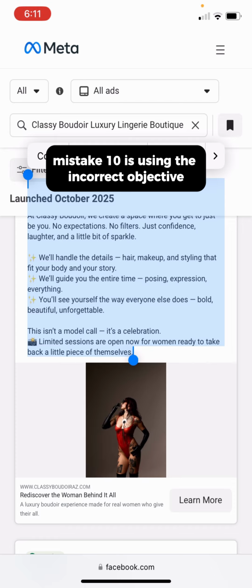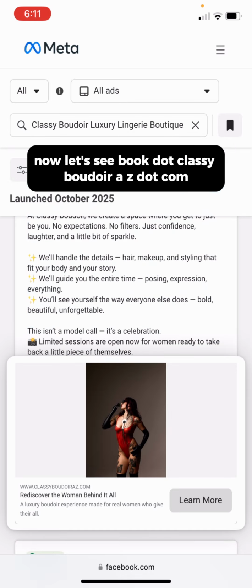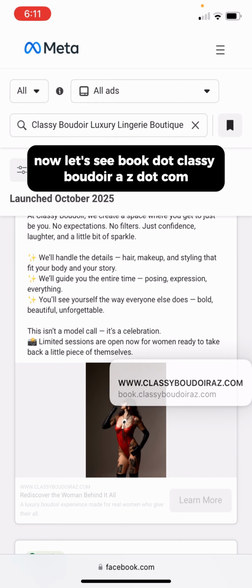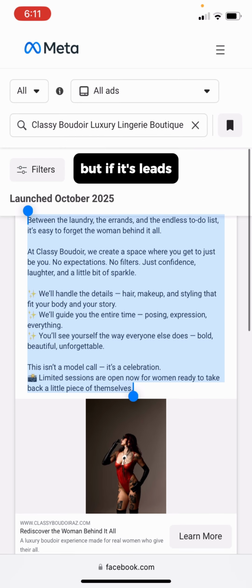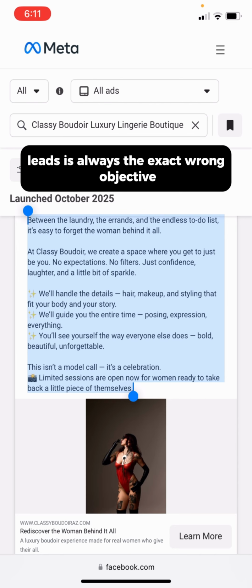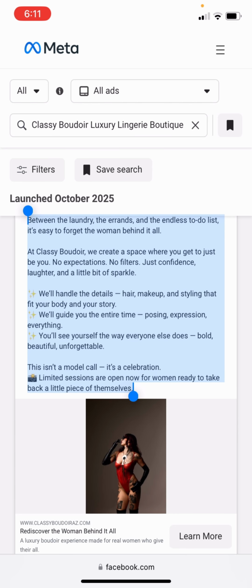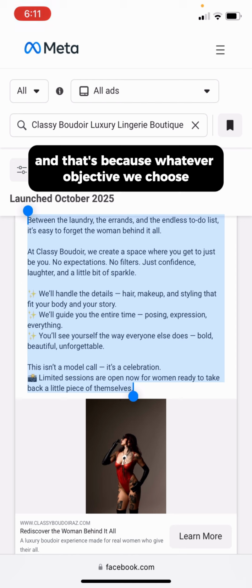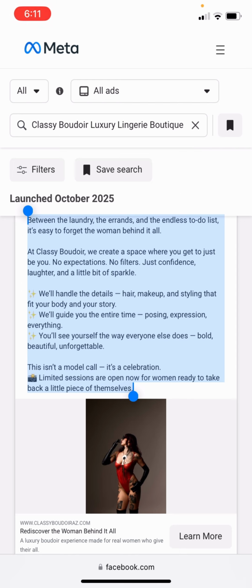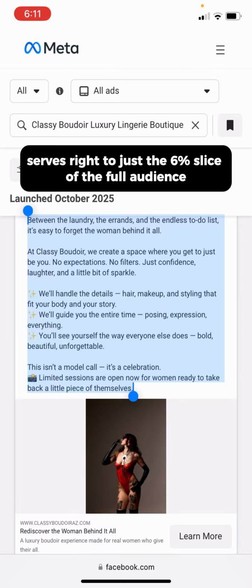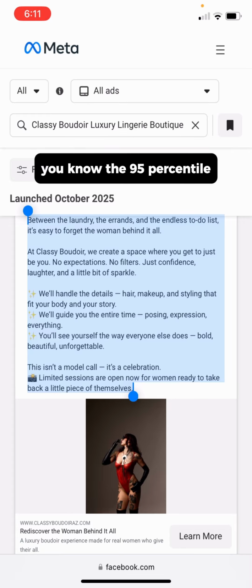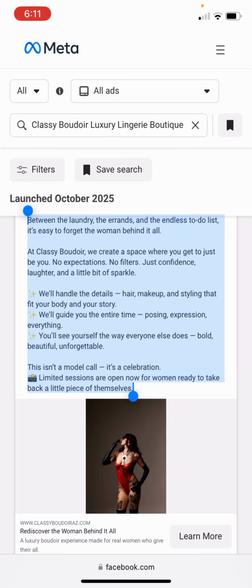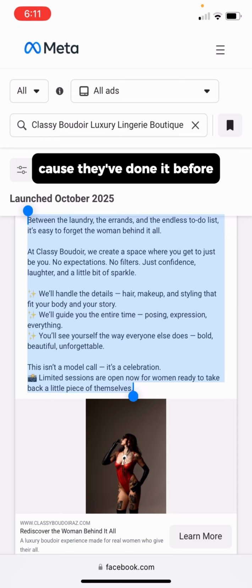So it's mistake 9. Mistake 10 is using the incorrect objective. Now, let's see. Book.classyboudoiraz.com. All right, I have no idea what objective you're using, but if it's leads, lead is always the exact wrong objective, always a mistake. And that's because whatever objective we choose, Facebook literally serves our ad to just the 6% slice of the full audience. And for leads, it's going to the 6% that have the 95th percentile probability to just fill out a lead form. That kind of data is on their Meta profile because they've done it before.